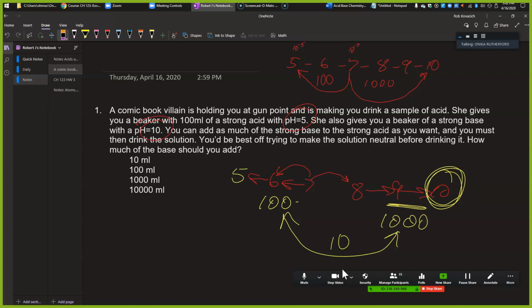So the answer I've got is A. If I've got 100 milliliters of this stuff, I only need 10 milliliters of this stuff. Why? Because this is 10 times more concentrated. The base is 10 times more concentrated because I moved 3 pH units away from 7 on my base, and I only moved 2 pH units away on my acid.